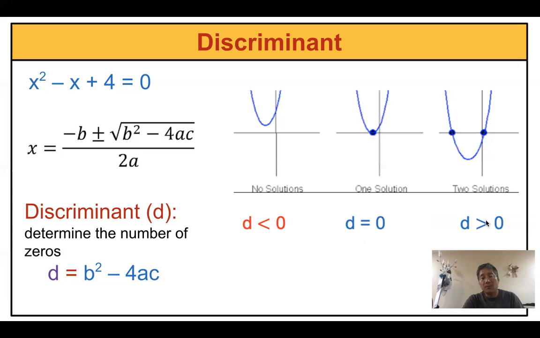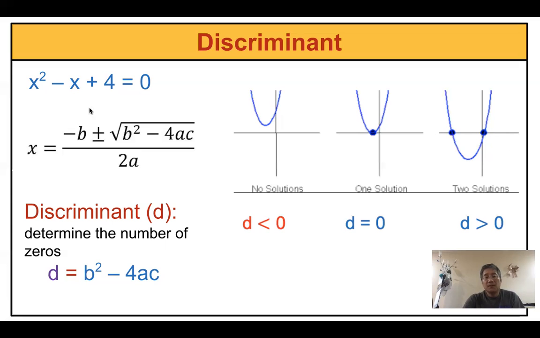How about when this is positive? Mostly we did this one so far for many days, right? When this is positive, the radical is a real number, so you have two separate zeros, right?